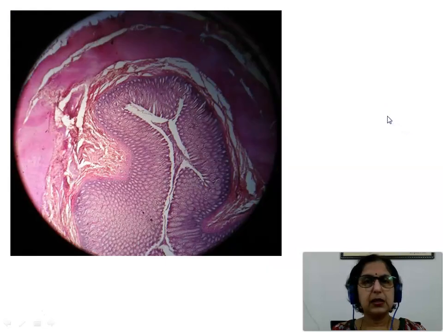A slightly higher power view of the same shows us a clear view of the mucosal fold. This here is mucosa showing the lining epithelium, crypts of Lieberkühn, muscularis mucosae. Also seen here is the submucosa and the muscularis externa, the two layers, inner circular and outer longitudinal layers.